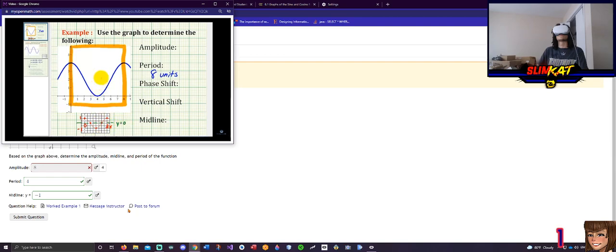Now comparing this to the blue graph, we can see it's been shifted up, and in fact if we sketch in the midline here, which would be the equation y equals 2, we can also tell that this graph has been shifted up 2 units. So our vertical shift is up 2 units.